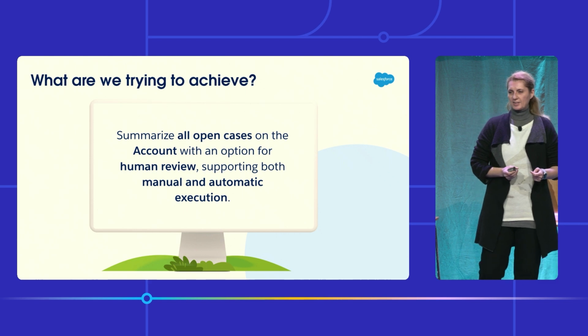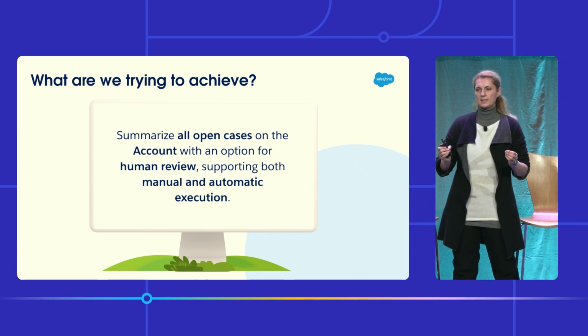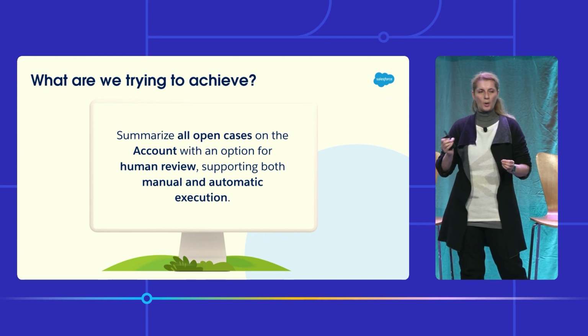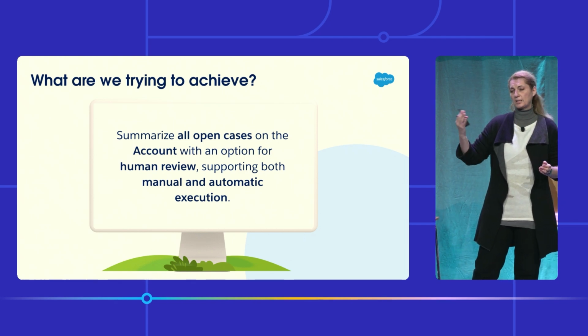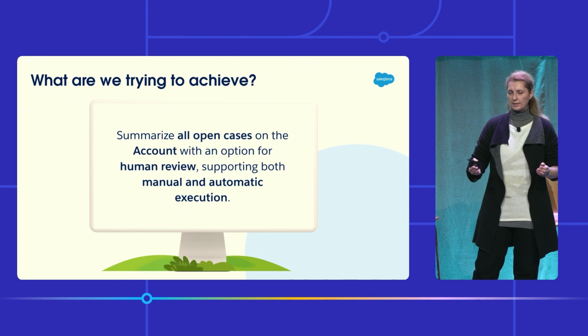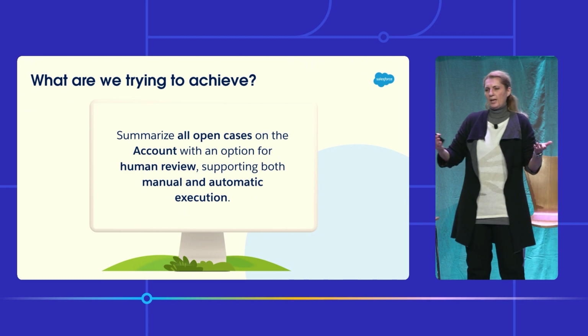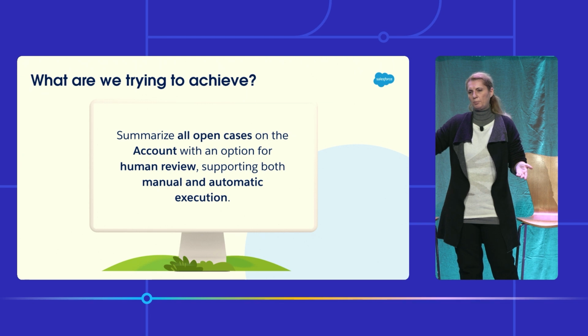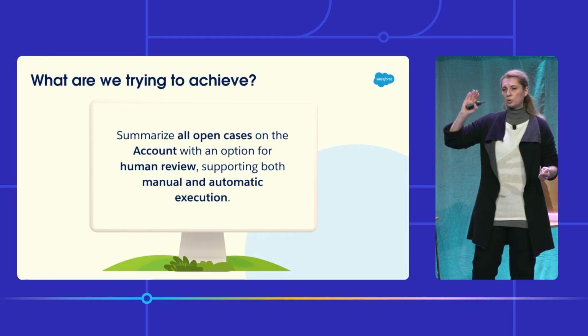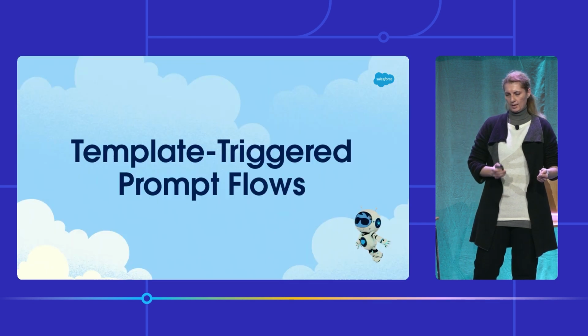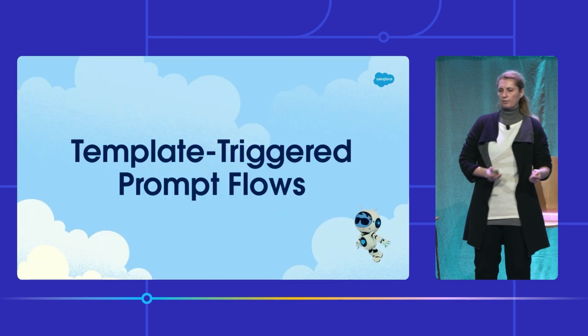So we talked about the business case, right? Let's outline the process that we want to build. We want to summarize all open cases on the account. We want to have some kind of human interaction, so we want to have this option to be possible as a manual one when there's an oversight. But at the same time, you might want to have this as an automated one. Maybe you just want to post the summarization of the case when the case is updated. You don't want to have an oversight. So we're going to go through all of these. Let's look at the template trigger prompt flows.